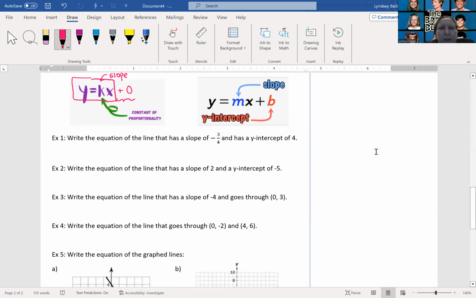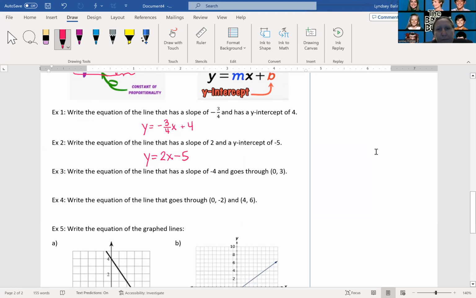Example 1, write the equation of the line that has a slope of -3/4 and has a y-intercept of 4. Well, the slope just gets stuck in front of the x, and the intercept is that constant at the end. So all we would have to do is say y equals -3/4 x plus 4, and that's our equation. Example 2, write the equation of the line that has a slope of 2 and a y-intercept of -5. Slope goes in front of the x, y-intercept goes at the end. y equals 2x, and since it's a -5, we write that as minus 5.